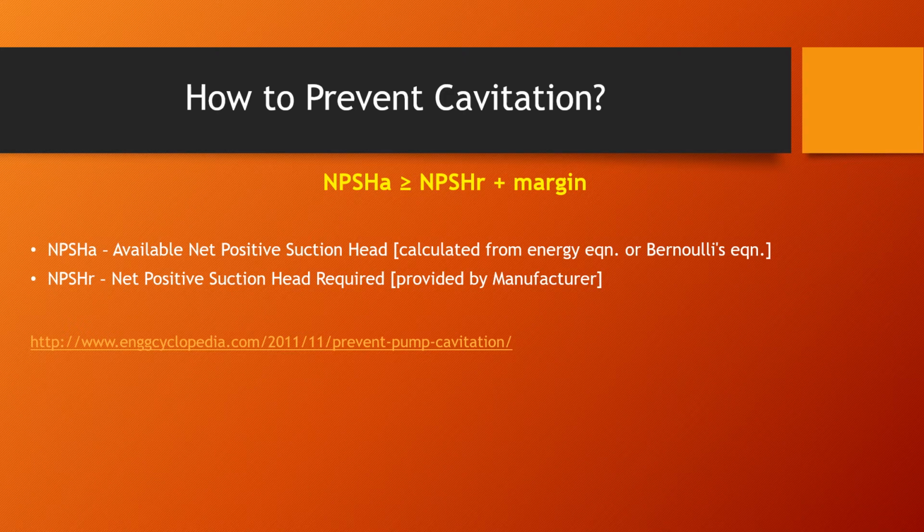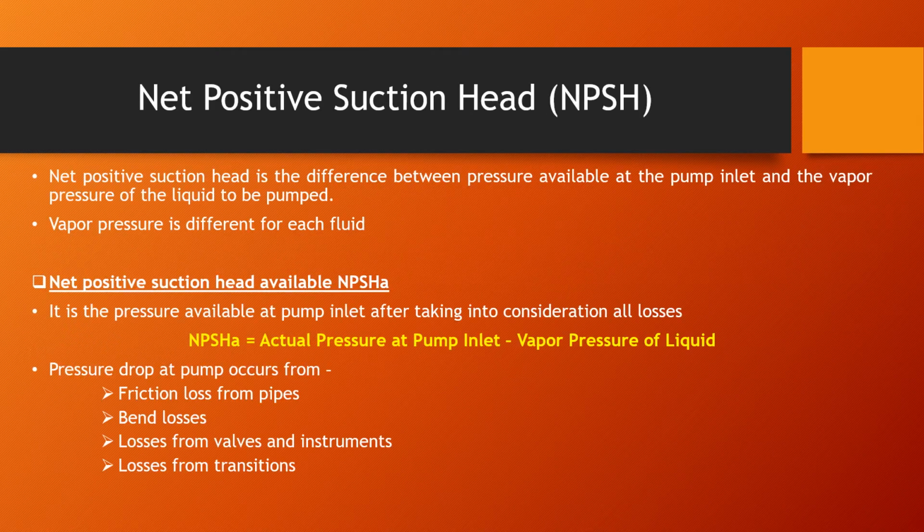Now, how to prevent cavitation? To prevent cavitation, you have to have a net positive suction head available that is greater than your minimum required net positive suction head plus margin. So NPSHA, the available net positive suction head, has to be greater than or equal to NPSHR, the minimum required net positive suction head, plus margin. Now you may be wondering what the net positive suction head is. Well, let's go into that now.